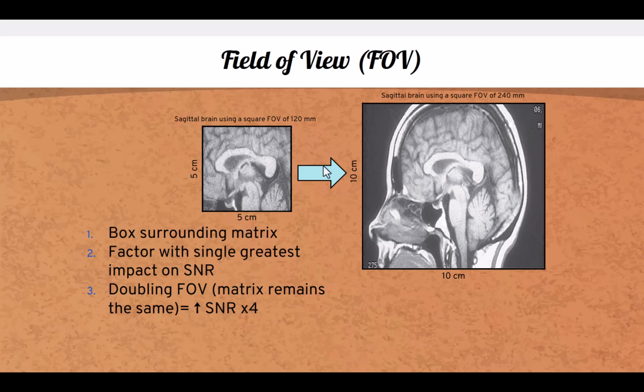So you can see here from these two images, on the left you have a sagittal brain using a square field of view of 120 millimeters. And you can see that the signal is very low. It's a lot of graininess within this image. And as you double your field of view to 240, you're going to cover a lot more. Your signal is really going to increase. And it increases by a factor of 4 because each pixel is now 4 times the size. So you're going to be able to capture more of those hydrogen spins within each pixel, so the overall signal goes up by a factor of 4. The trade-off, unfortunately, is as you increase your field of view, when the matrix stays the same, you're going to reduce your spatial resolution.